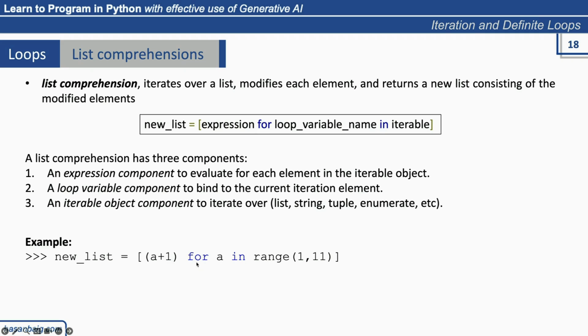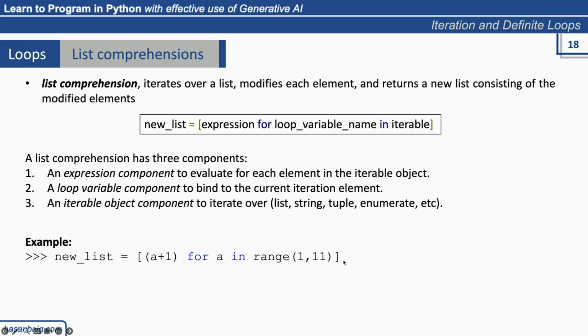Look at this one. For a in range, so it is going to generate a sequence starting from 1 until 10. Okay, and during every iteration, it is going to perform this operation, a plus 1, and it will store it in a separate list. Okay, that is why it is enclosed in square brackets.